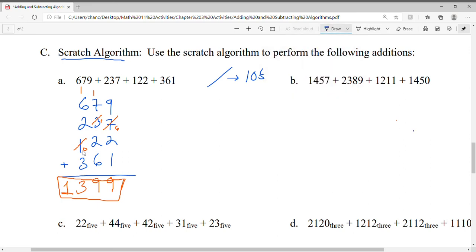Let's try the scratch method again for part B. I'll stack it up just like we did before. Please pause the video and try these questions on your own, making sure you understand how to get the answer.